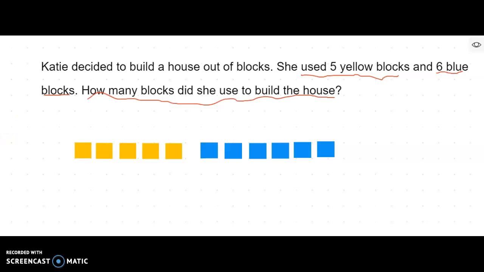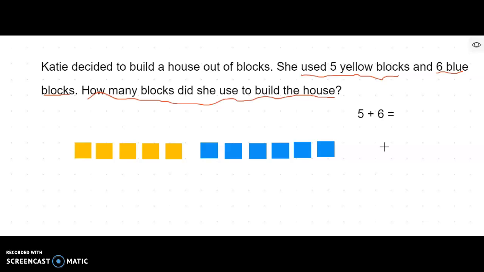So Katie used 5 yellow blocks and 6 blue blocks. I want to know how many blocks she used to build the house. Am I going to be adding or subtracting? Yeah, I'm going to be adding because I want to know how many blocks she used altogether to build the house. I know she used 5 yellow blocks and 6 blue blocks, so my number sentence is going to be 5 plus 6. And the question I've been asked is how many blocks did she use to build the house?